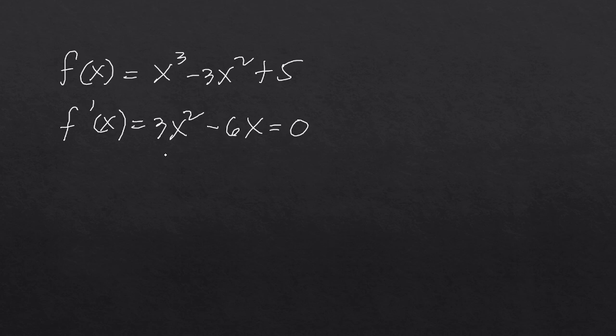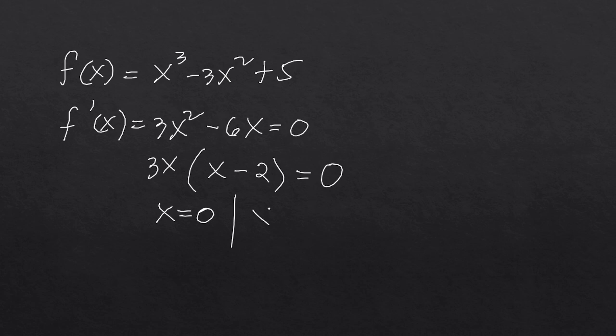So we will factor this out. Maybe we will factor out 3x. What is left here is only x, and here is only negative 2. After that, we will be solving for x. It will give us x equal to 0, and here x is equal to 2. And these are the critical values. So this is what we call critical values.